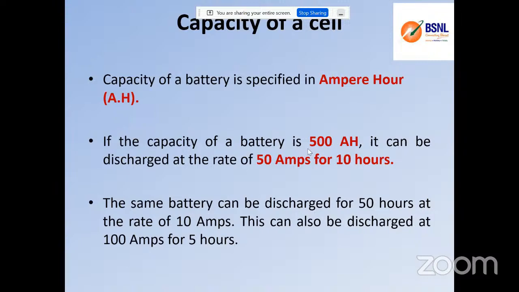Your durations will automatically come down because the capacity is fixed, AH is fixed. As your current drawing is increased, the durations will come down automatically. So 24 hours of duration will now come to only 4 to 5 hours because the currents are increased. So that's the concept. Is it clear?